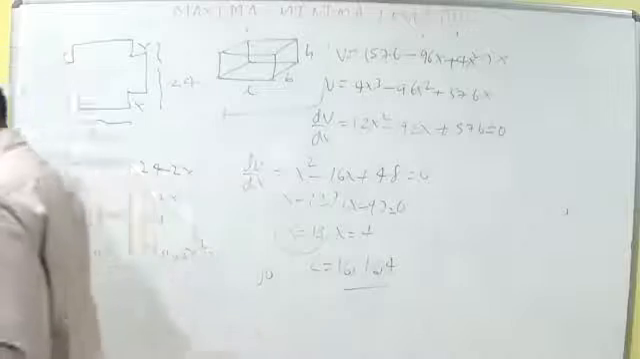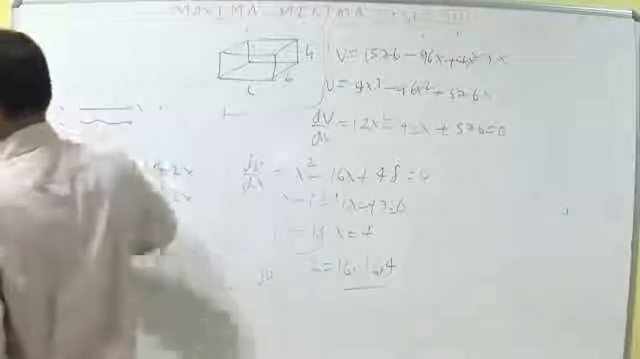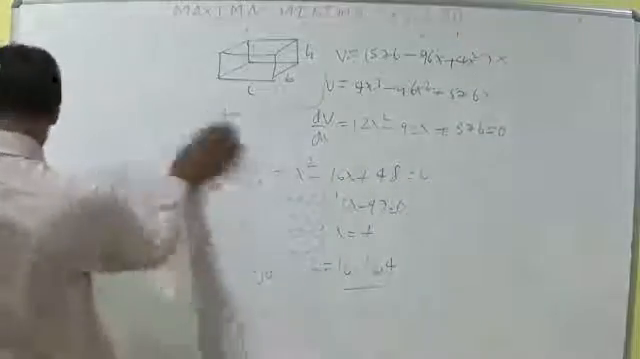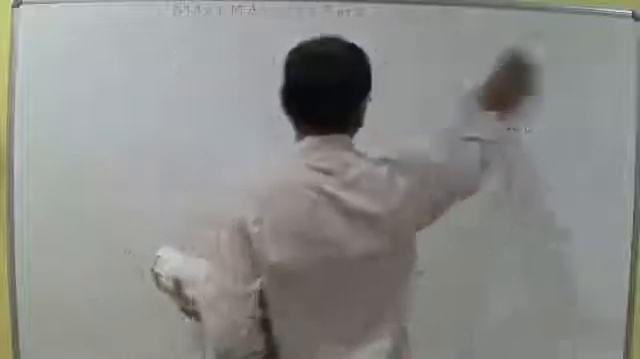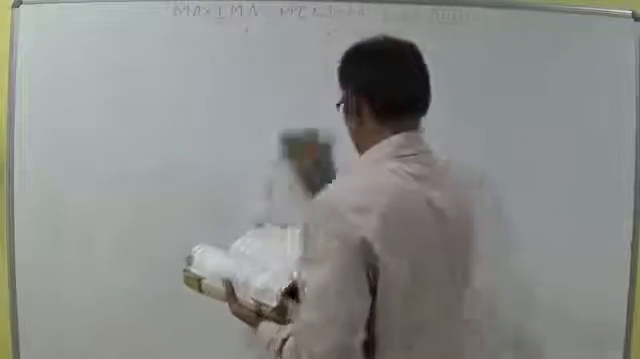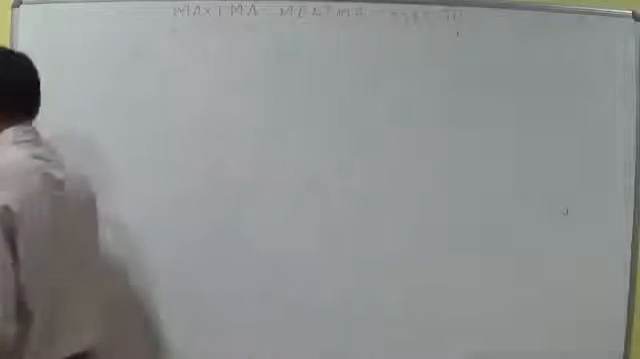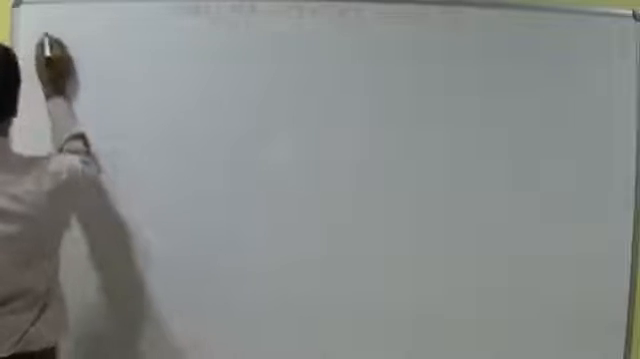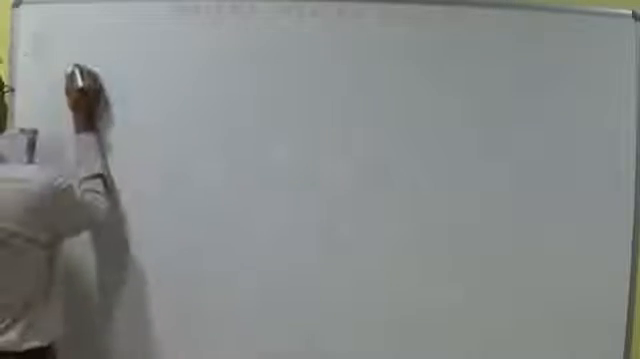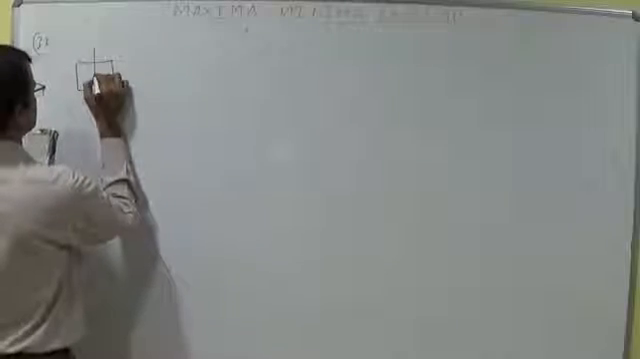Next, let us discuss the 32nd question. An open tank is constructed with a square base, in the same way, just what we said previously. An open tank is to be constructed with a square base. Let us draw the diagram with the square base.